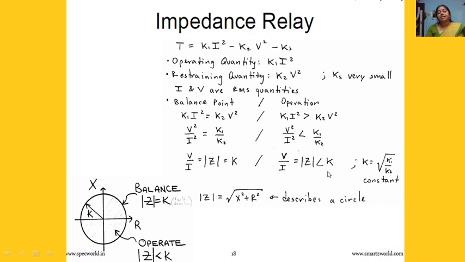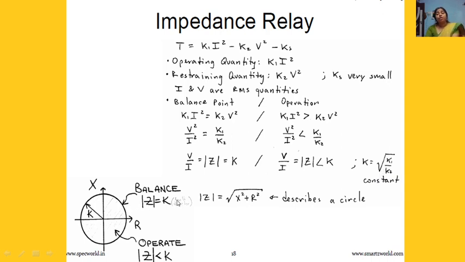This is the set value. Suppose we have a 400 kilometer transmission line, and for it we have 400 ohm impedance; then that 400 ohm impedance is considered as the K. Now suppose a fault occurs in between that 400 kilometer transmission line. Then if the fault impedance is less than the 400 ohm, the relay will operate. So if Z seen is less than Z set, the relay will operate.